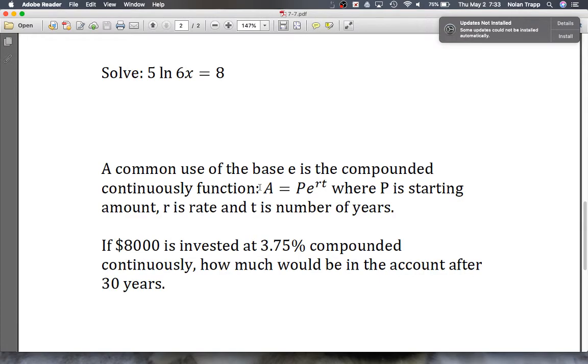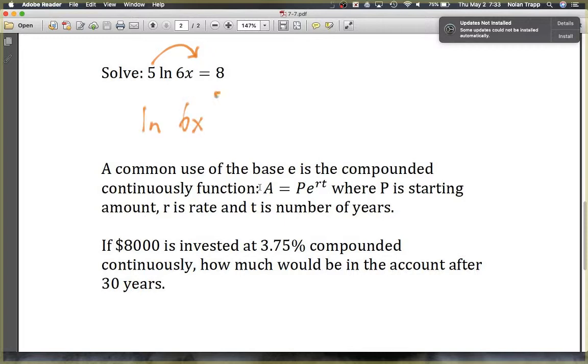Solving one that looks like this. Move this to the power. Then, to give it a natural log, I put an e here. That's going to cancel that out. And actually, that whole thing is to the 5th power. So I end up with 6x e to the 8th.